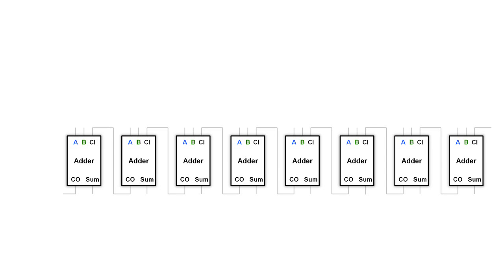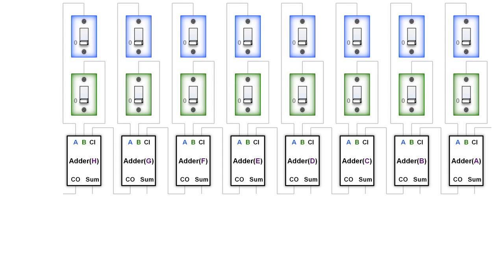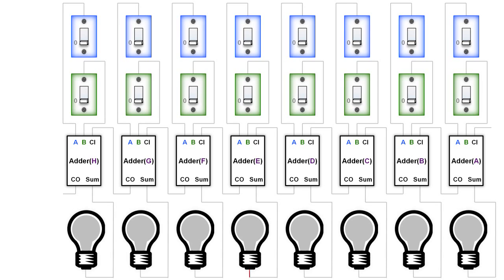Now we have 8 adders next to each other, and let's label them from right to left with letters so that we can talk about them separately. We'll add 2 switches above each of our adders to represent our A and B inputs, and then we'll connect a light bulb to each of our sum outputs. The light bulbs again can be labeled with their decimal equivalents: 1, 2, 4, 8, and then you just keep multiplying by 2. 8 times 2 is 16, times 2 is 32, 64, and 128.